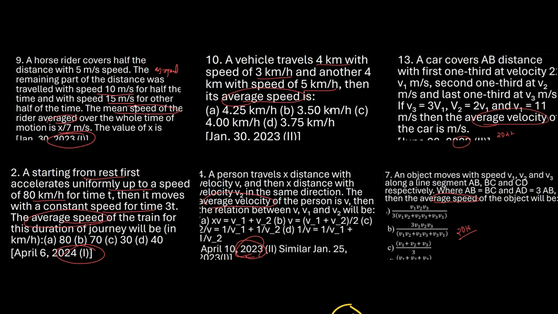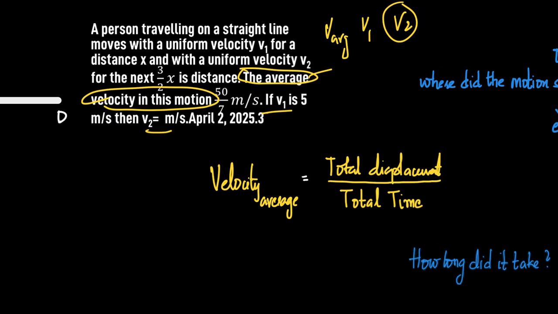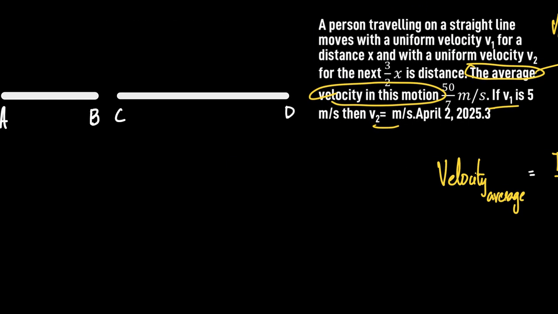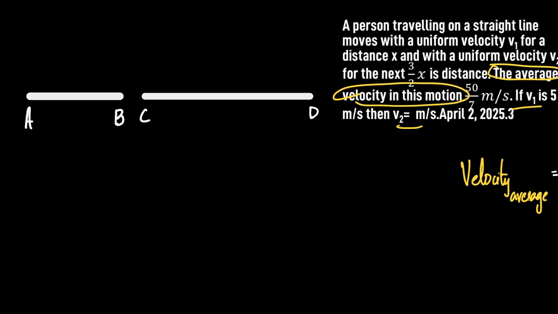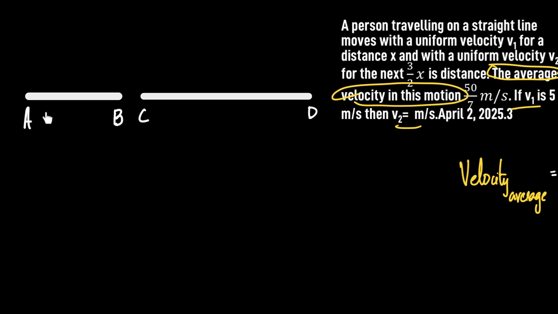Okay, right. Now let's try to visualize what's given in the question here. A person traveling on a straight line moves with a uniform velocity v1 for a distance x. So we need to have two distances here. This is distance x, AB, with a uniform velocity. And next 3 by 2x. What is 3 by 2? It is 1.5. So this essentially means 1.5 times of this. Okay, this is not an accurate depiction, it's just an approximation. So CD is basically 1.5 times of AB.